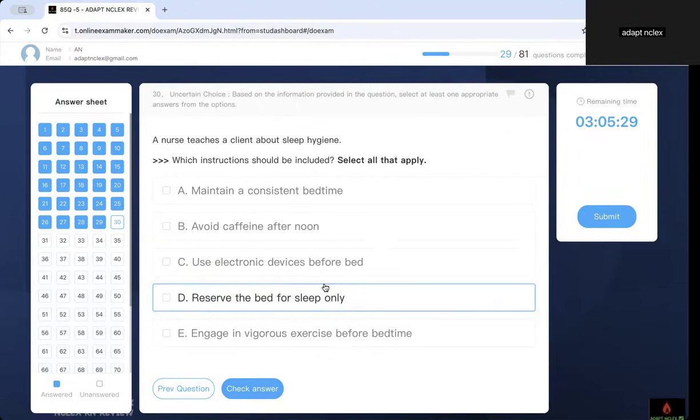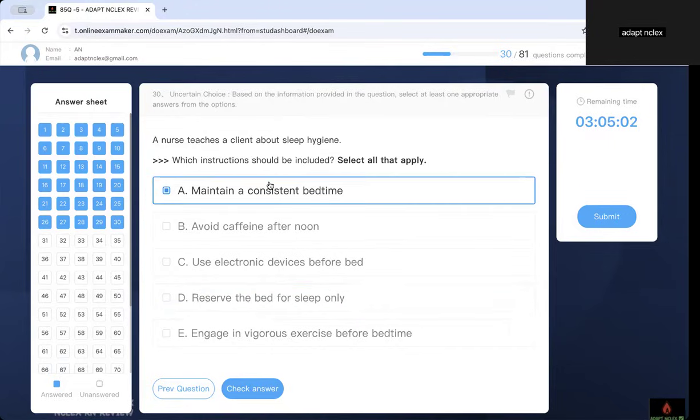Sleeping. If you want to sleep, do you maintain a constant bedtime? Do you avoid caffeine after noon? Do you use an electronic device before you go to bed? Do you reserve the bed for sleep only? And do you engage in vigorous exercise before bedtime? Stop the video, lock in your answer choice, and then I will come in and give you the explanation. And I can tell you, number one is good.